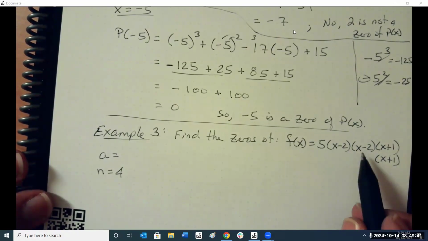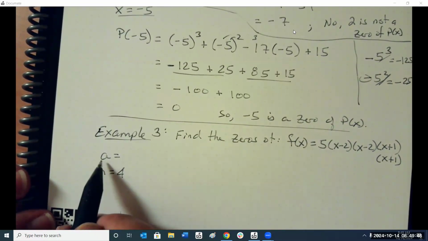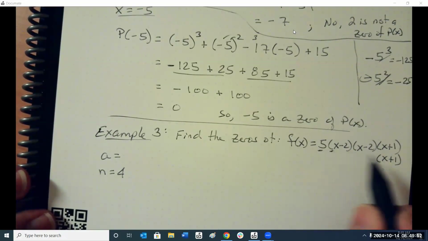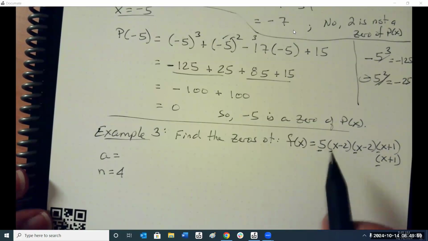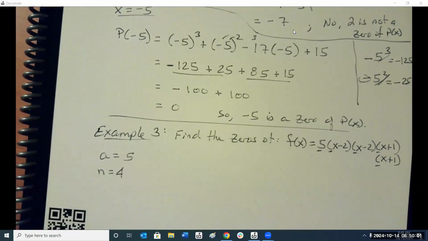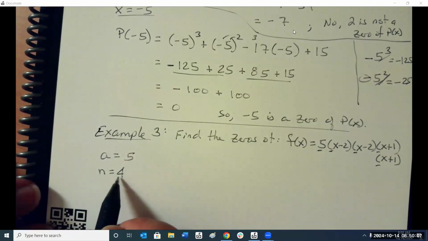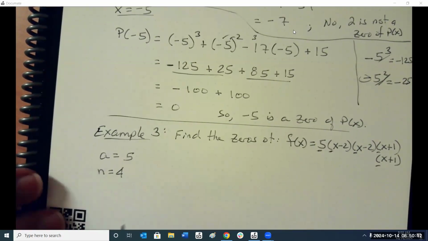Because we have x times x times x times x, so there's x to the 4th. A is the leading coefficient times the coefficients of all these inside the parentheses. So 1 times 1 times 1 times 1 times 5 is positive 5. So we know what the graph's supposed to look like. It's even, so both ends point in the same direction. It's positive, so they're both going up.